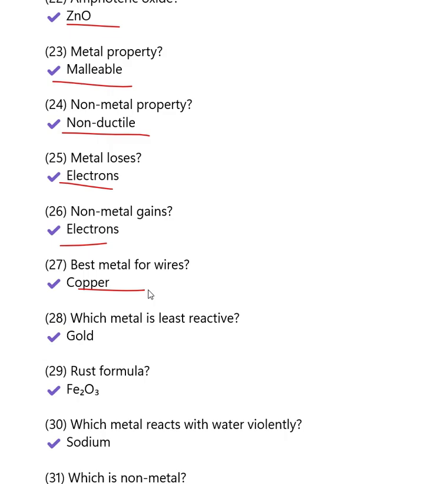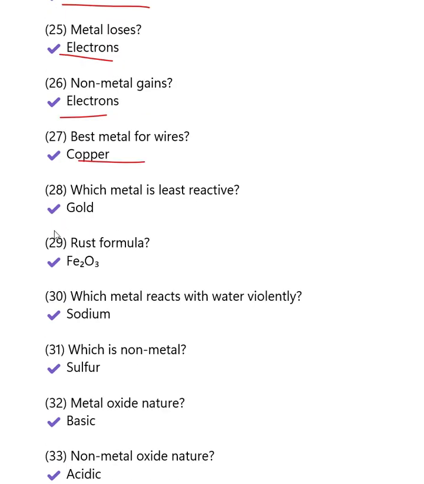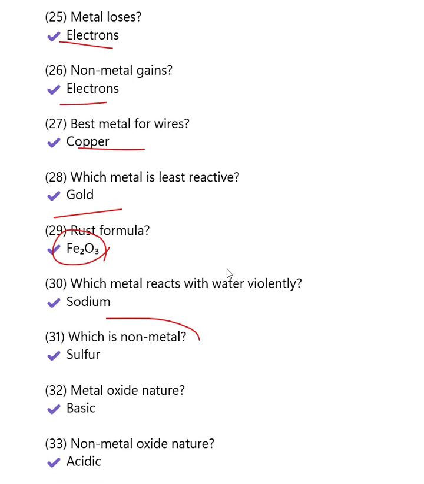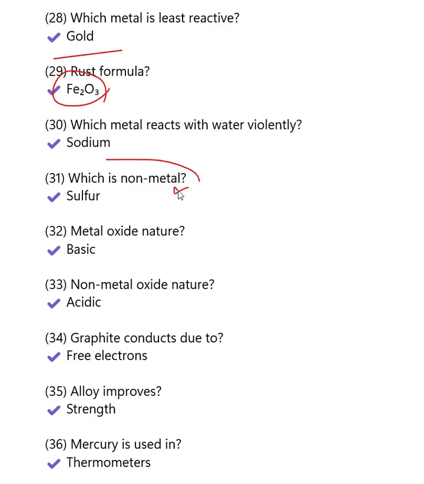Base metal for wires is copper. Which metal is less reactive? That is gold. Rust formula is Fe2O3, that is iron oxide. Which metal reacts with water violently? Sodium. Which is a non-metal? Leave it.